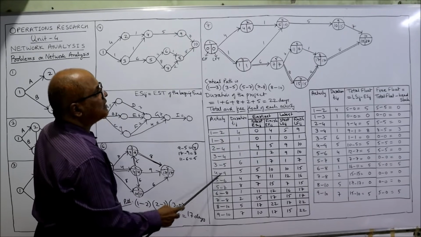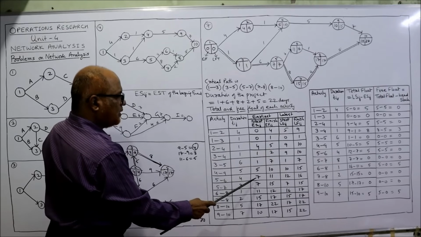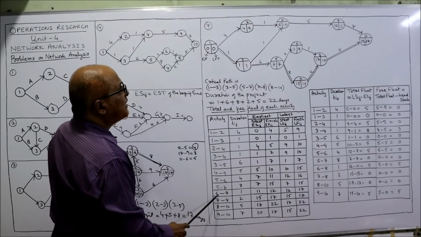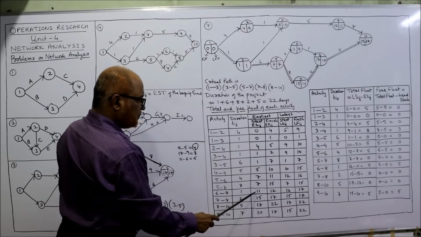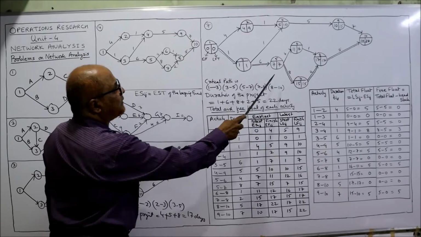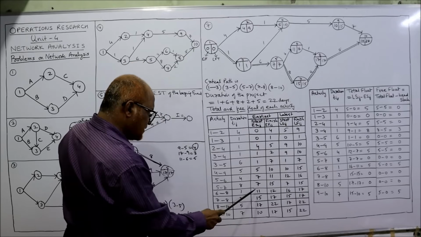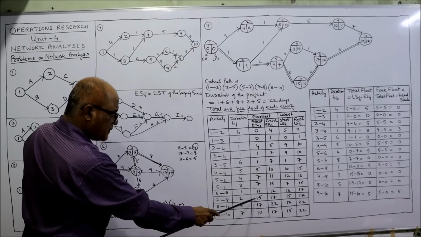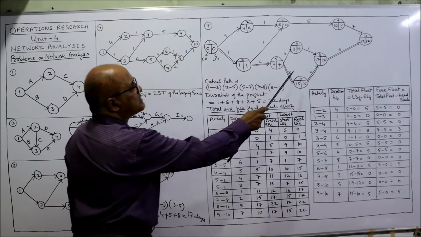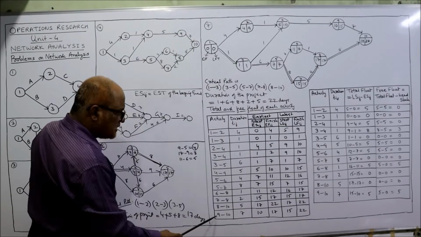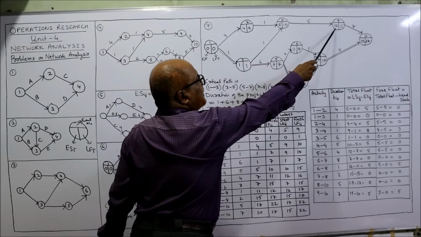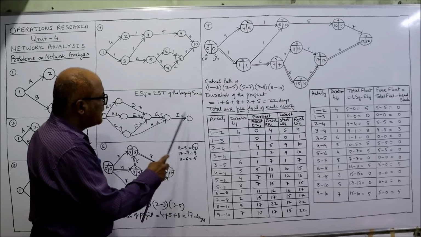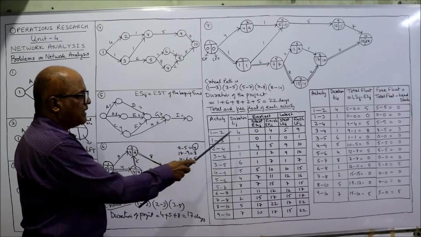Then fifth event, EST value is 7. Here you can see 7. Then sixth event EST value is 11. I have taken. Then seventh event EST value is 15. Eighth event EST value is 17. Then ninth event EST value is 10. That's all. So all these are the EST of the beginning event. ESIJ is equal to EST of the beginning event.